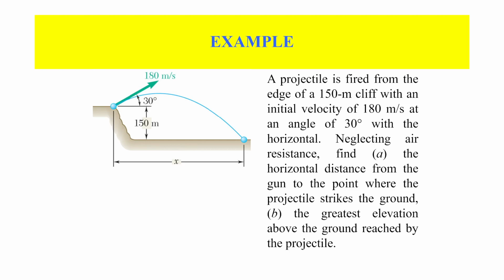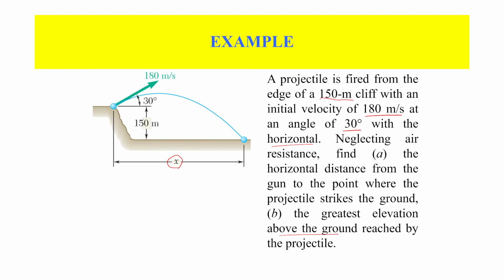A projectile is fired from the edge of a 150 meter cliff with an initial velocity of 180 meters per second at an angle of 30 degrees with the horizontal. Neglect the air resistance. Find the horizontal distance from the gun to the point where the projectile strikes the ground, meaning we have to find this x. And the next one is, find the greatest elevation above the ground that the projectile reaches.